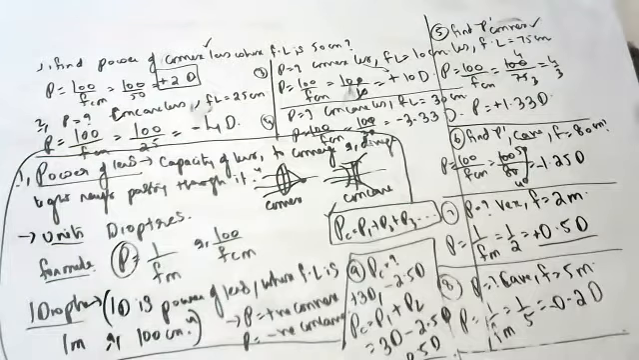Okay, Harika, can you define power of a lens? Capacity of a lens to converge or diverge light rays passing through the lens. Okay. Define 1 diopter.